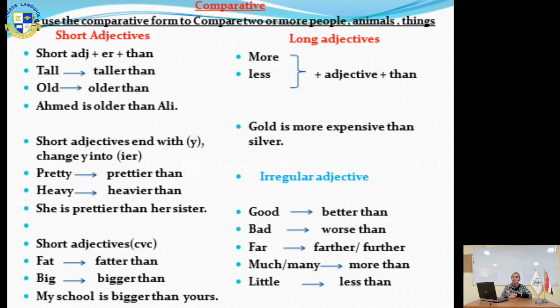So if I say Ahmed is older than Ali, it means that maybe Ahmed is 10 years old and Ali is 9 years old. So it means that Ahmed is older than him, which means that Ali is younger than Ahmed. Okay. Now we have short adjectives ending with Y. What we have to do here, we have to skip the Y and add IER, as we know. Pretty should be prettier than. Heavy, heavier than. She is prettier than her sister.